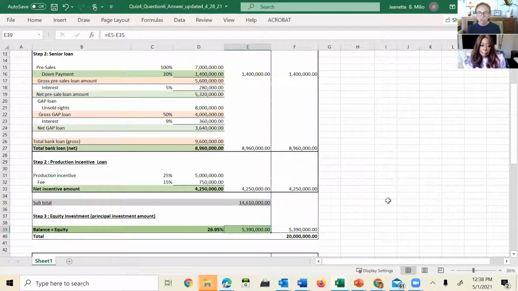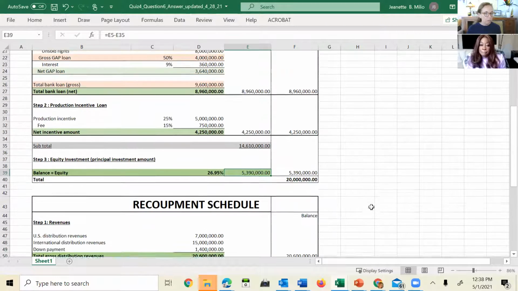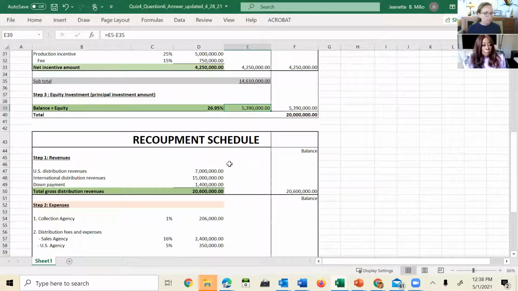The only thing you're doing is adding the interest charges now. Same thing, you're just adding interest charges and learning to deduct those. So now we have to pay people, as always. We're getting our international, our domestic, and of course, we already got the 1.4 million in down payment, so we deduct that.